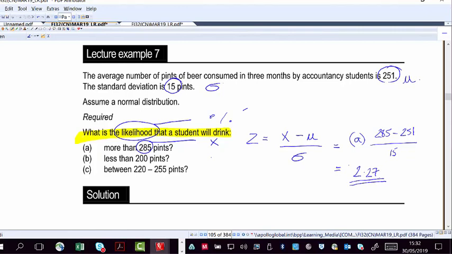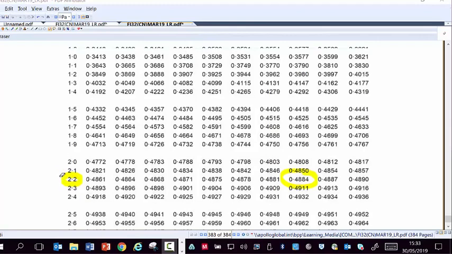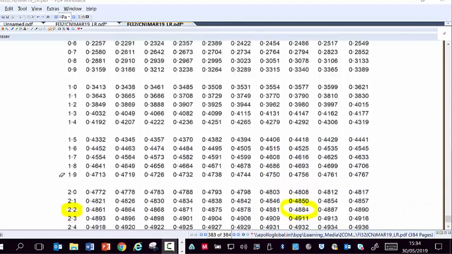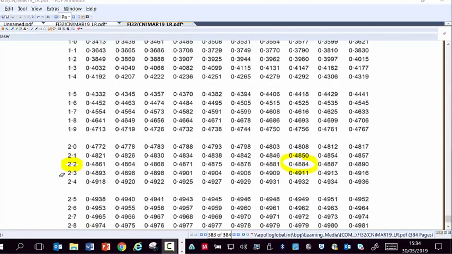Okay, and we want to take that Z-score onto our normal distribution tables to work out the percentage, or the likelihood, that a student will drink more than 285 pints. So if we go on to our normal distribution tables, and we're looking for a Z-score of 2.27. So if we go to 2.2 firstly, and then we read across the rows to 0.07, to give us 2.27, we can see our number from our normal distribution becomes 0.4884. And that's what we're going to carry forward into our calculation.